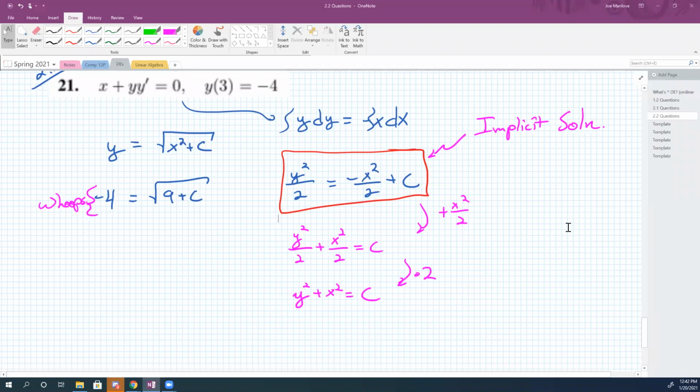Can you solve for your constant at any stage, even in an implicit solution? Or do you have to get into an explicit solution to solve for your constant? You can solve for it at any stage.